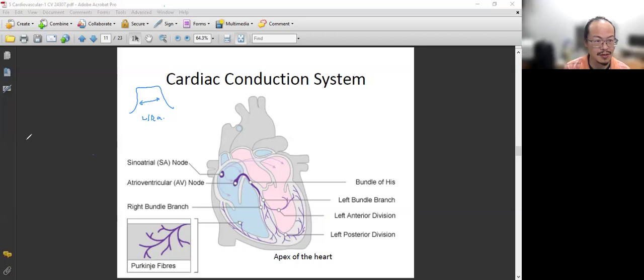But let me change another color. Like here, I can change color now. So let's say this is left and right ventricle. So left and right ventricle will generate another action potential like this one here, like that. And during this time, the left and the right ventricle will contract. So that's the sequence. And then you have the resting.